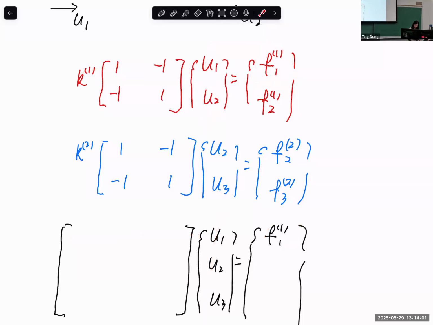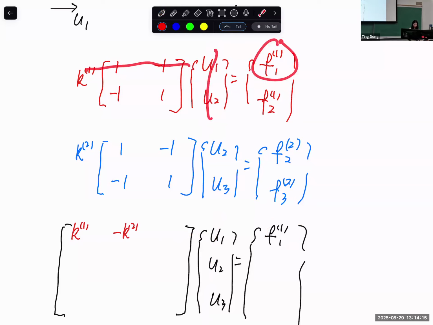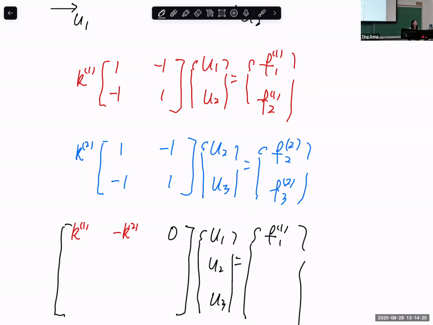So what we can do is that K minus, and you check this one equal to F1, there's nothing really related to U3, so the third component should be 0. Sorry, sorry.